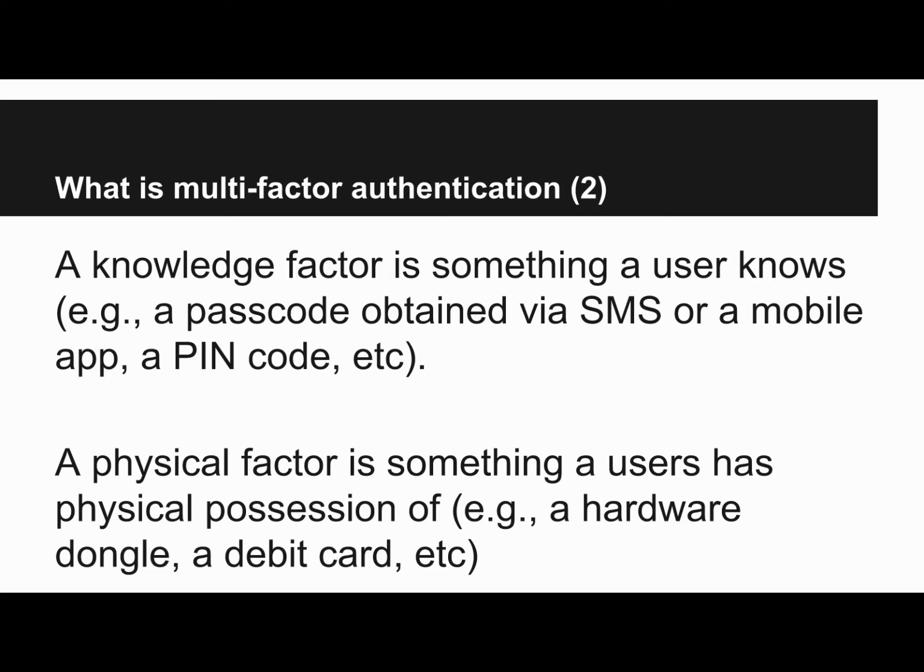So, what's a knowledge factor? Well, a knowledge factor is something that a user knows. It may be a passcode that's obtained via an SMS text message, or maybe a mobile app. It could also be a PIN code or something else. A physical factor is something that a user has physical possession of. It could be a hardware dongle, maybe a debit card, or even something else.